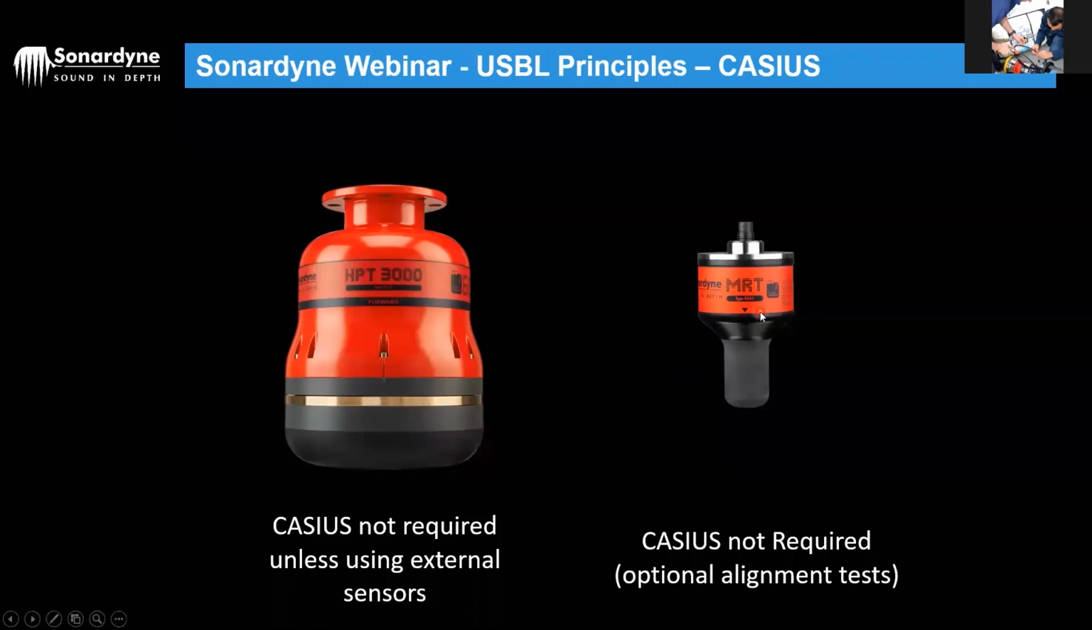The Micro Ranger 2, the Cassius software is not part of that software. It's trimmed down, so there's no Cassius required for that. However, there are some optional alignment tests which take about 15 to 20 minutes, which we recommend if you want to improve your system performance, but it's pretty good going as it is.